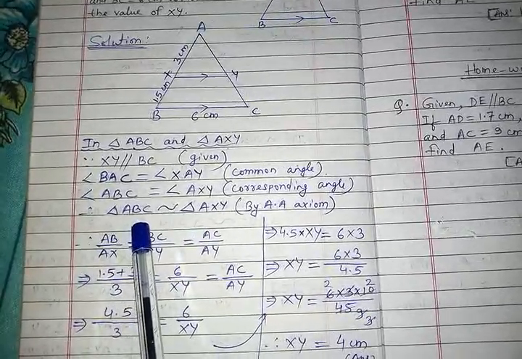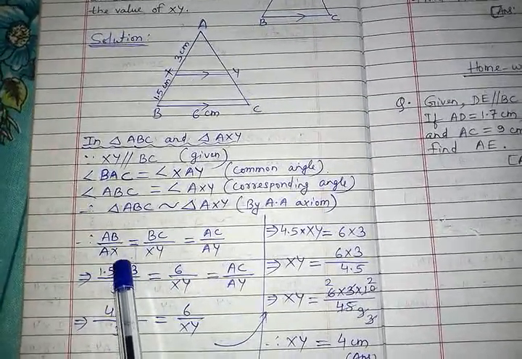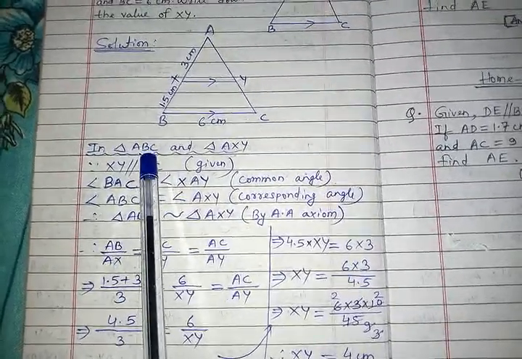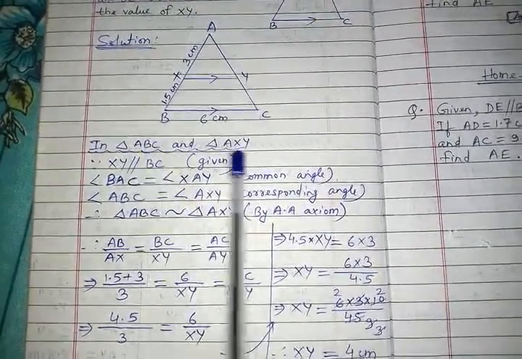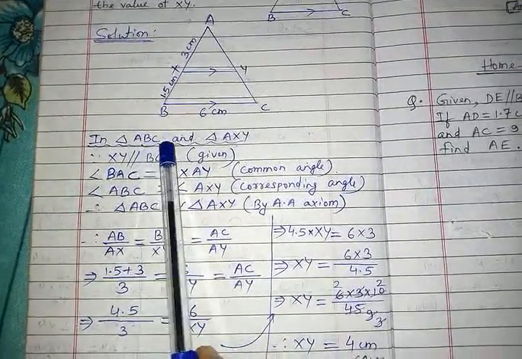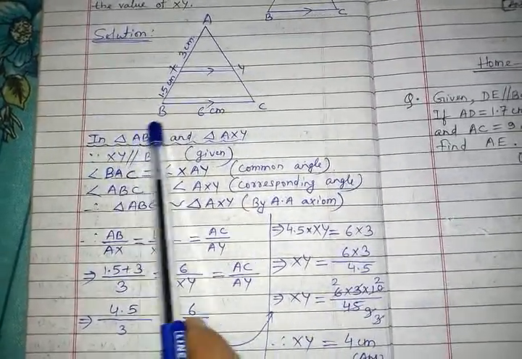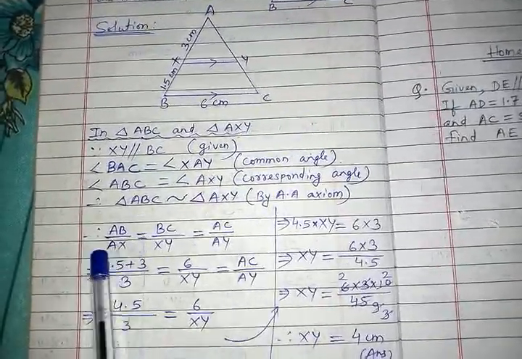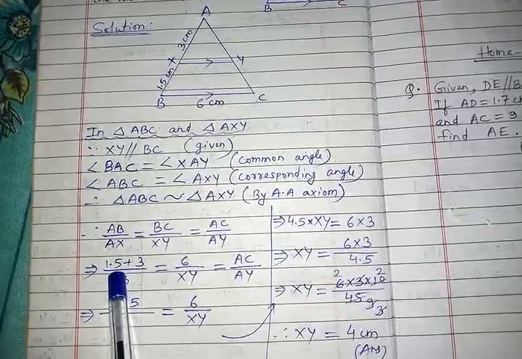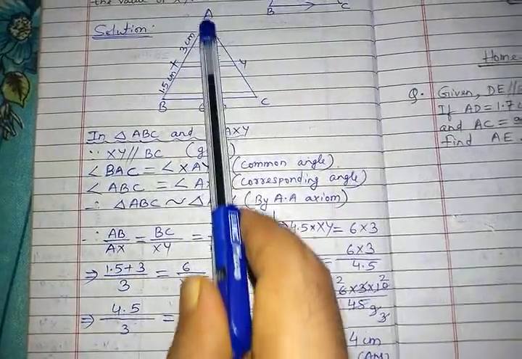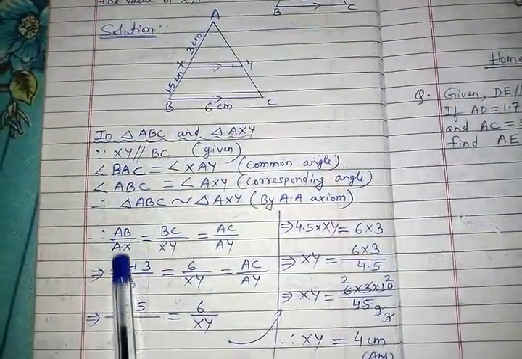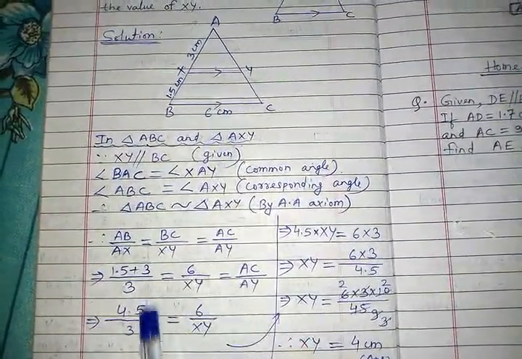Whenever two triangles are similar to each other, this particular proportional formula comes. From the name itself, if we take AB, we have to take AX. AB by AX equals BC by XY and AC by AY. So that same thing I wrote here. Now AB value is 1.5 plus 3, because we have to add both the numbers to find the value of AB. AX is 3, you can see the diagram.